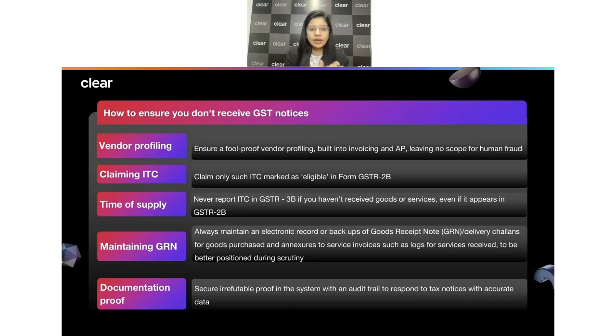There are people who claim ITC in the same month in which they have paid the liability. And again, the next question is: can I go ahead and claim the ITC in respect of reverse charge liability in the same month, or do I always have to claim in the next month?